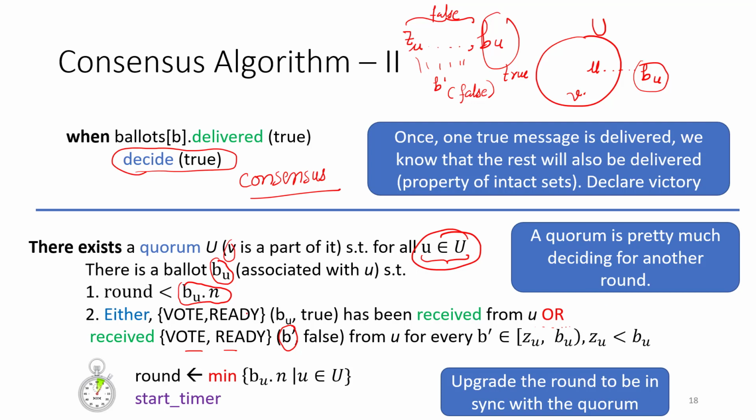So what is the sum total of this argument? The sum total of this argument is that I have been left behind. So I am behind other nodes. So what I do now is that I increment my round. So I take all the nodes in the quorum and I take the minimum n value, which is the minimum value in their ballots that they are sending, and I set that to my current round, and I also start a timer. So this is the timeout mechanism that I was talking about.